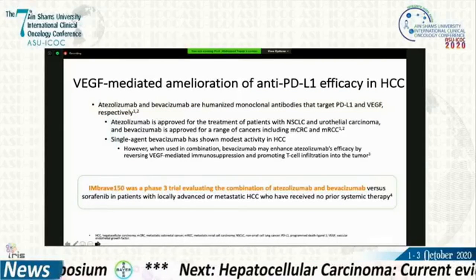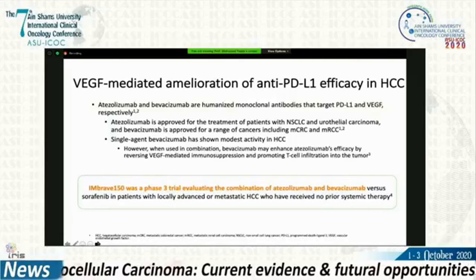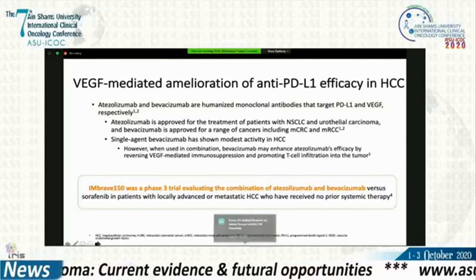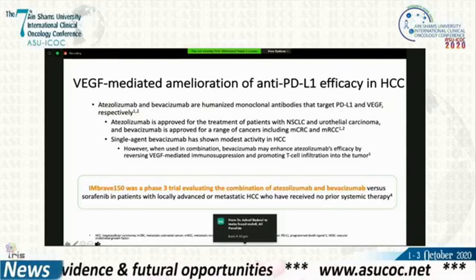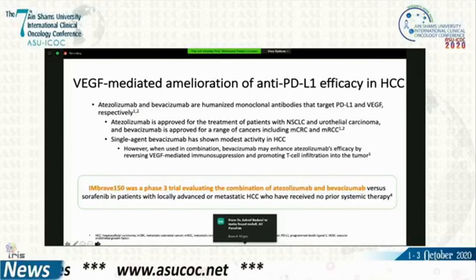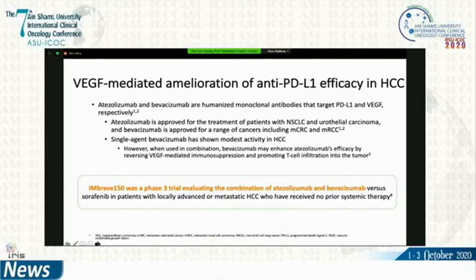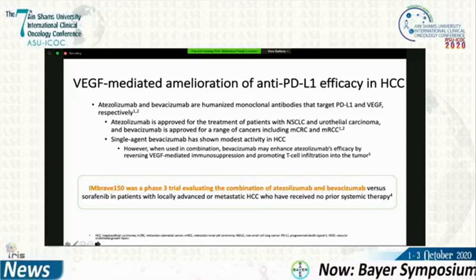So now, as we all know, the landscape has changed in May 2020 by the approval and addition of atezolizumab, according to the IMbrave150 trial. And we are honored to have Professor Richard Finn, who is the principal investigator of this trial, after my talk. And he will talk in detail about this trial.